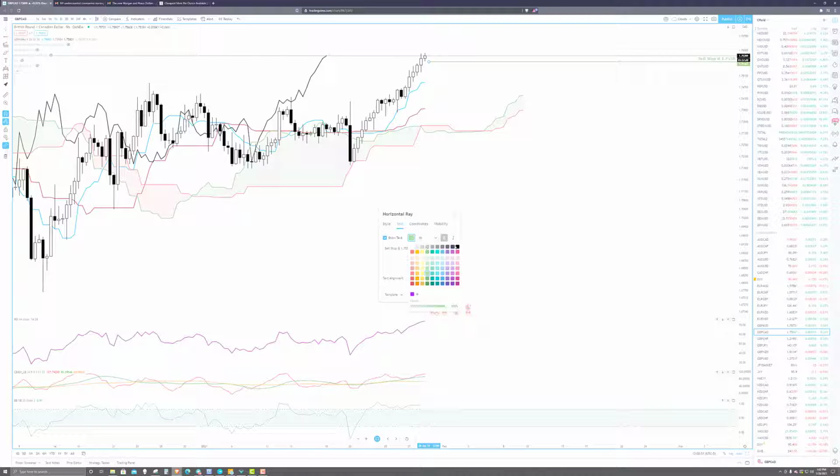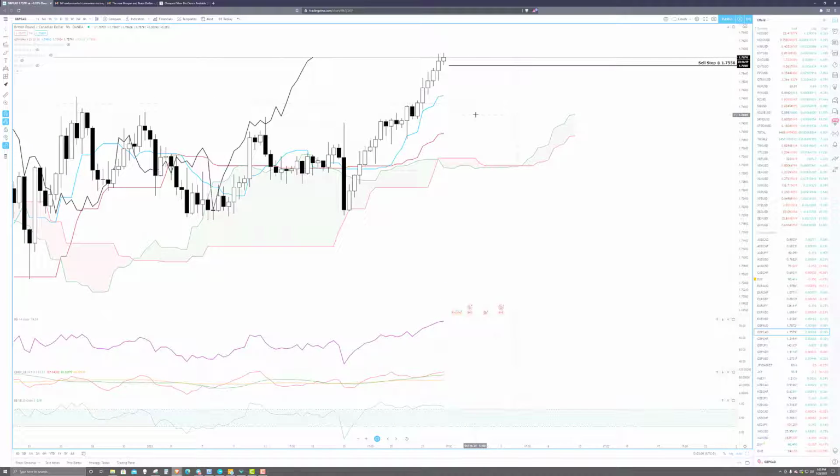75.58, that'd be a good zone to look at for a short. Why would I want to do that? Mainly because of two reasons. Look at the distance between the price, the current close, and the baseline or the Kijun-sen, and the gap between the close and the Tenkan-sen.